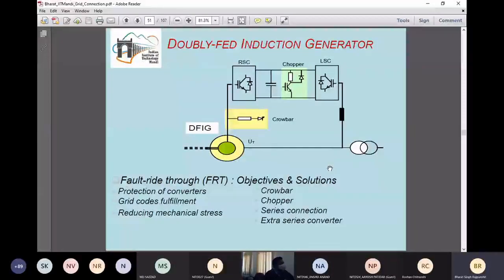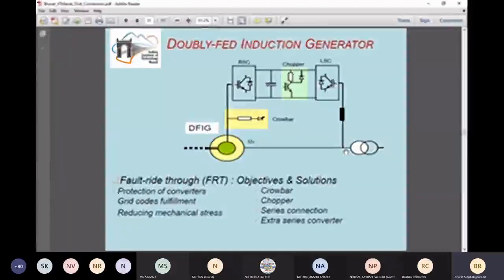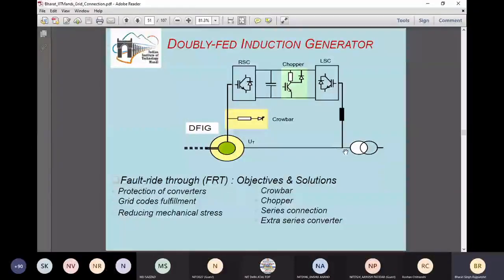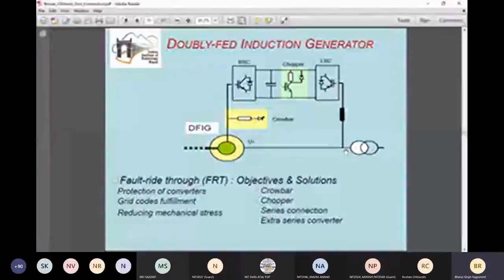So generally, for the safeguard of this double-fed induction generator and the power electronic converter, earlier the double-fed induction generator or wind turbines used to get disconnected from the grid. But it is no longer possible with the new grid connection requirements. It is expected that for a certain time, as per the fault ride through capability curve you have seen already, the system should remain connected to the grid and should be able to participate in the normal operation of the grid.